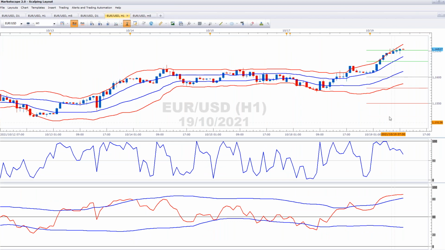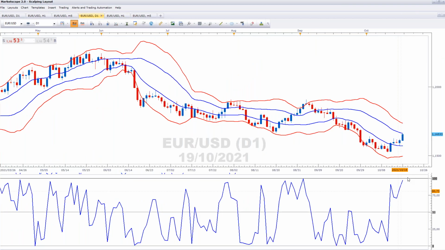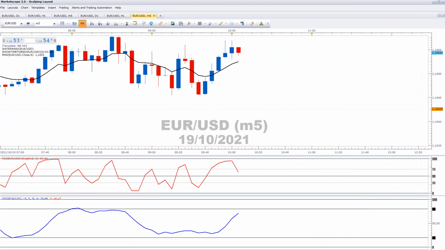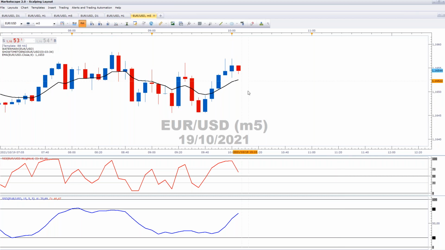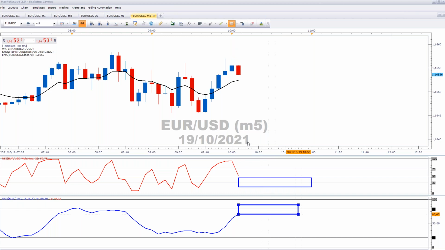So Euro US dollar, it's had a really good last few hours. You can see we're above R2. Take a look at this on a daily. Very strong momentum on the fast stochastic on the daily. Okay, so let's just see if there's a pullback through to our 30 here, or if the stochastic pushes into the 80. So we'll just keep an eye on this. And let's take a look at a few of the others.